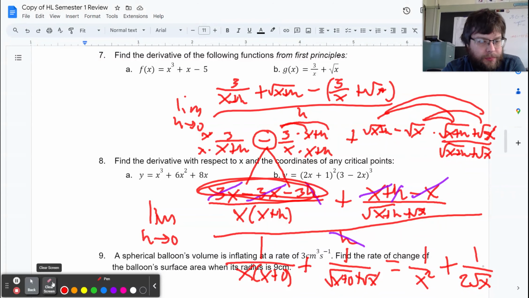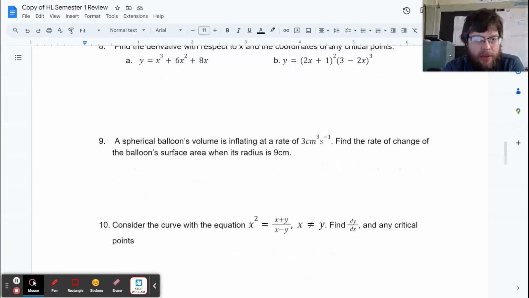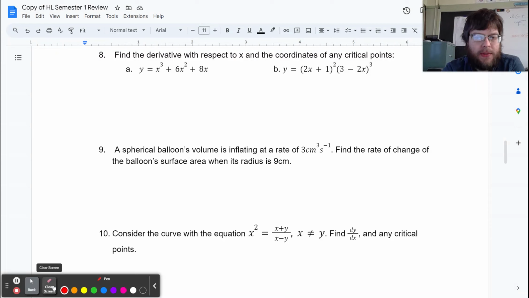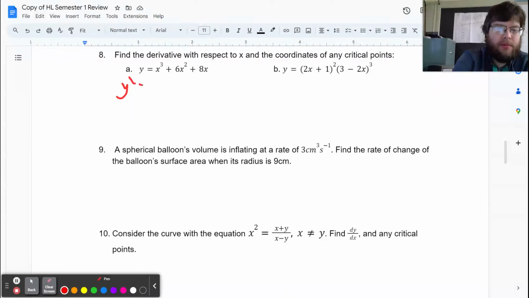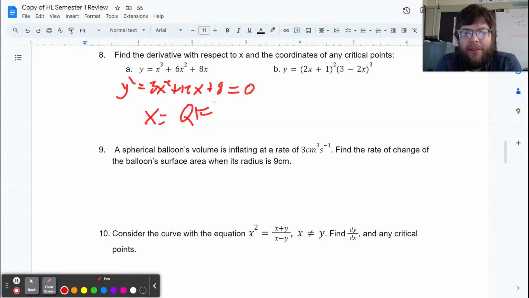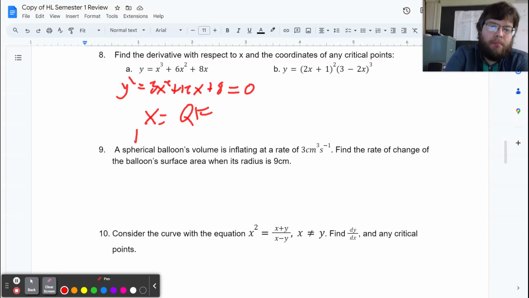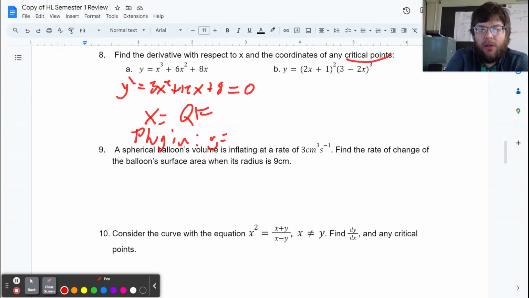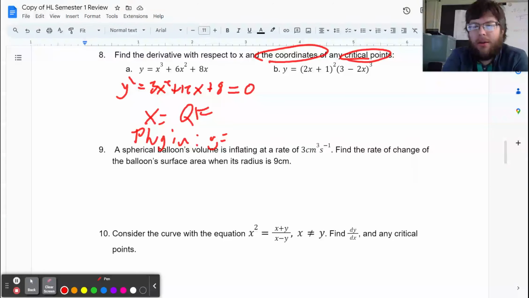Okay, moving on down, finding the derivative with respect to x and any critical points. So the derivative is 3x squared plus 12x plus 8. For critical points, make it equal 0. I don't feel like factoring that, so I'd say quadratic formula, blah, blah, blah. That'll give me two x values, and then I plug in, and you get y equals. So make sure that when it says critical points, and I even gave you another clue here, coordinates, you need to find both the x and the y. I'm going to leave it there for that one.